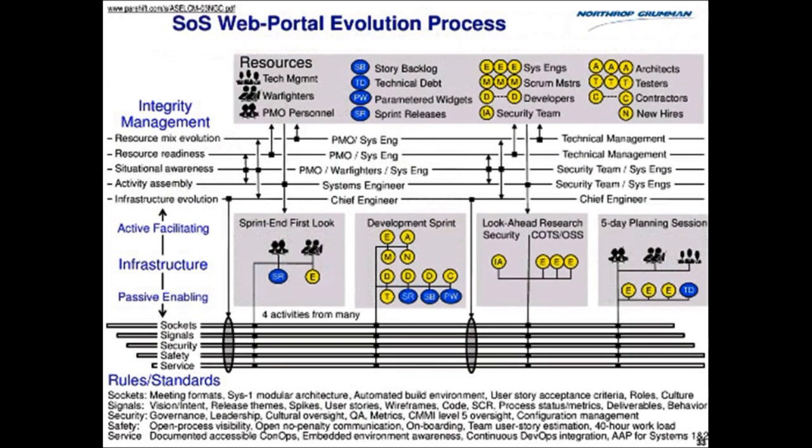Here's another example from a completely different kind of project, a system-of-system web portal evolution process. This is Northrop Grumman. It's a software-only process. The other 3 that we're looking at are hardware and software. And here we're dealing with a set of resources that they can reconfigure and manipulate into different response activities, 4 examples of which we see.